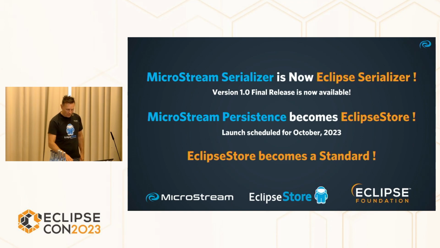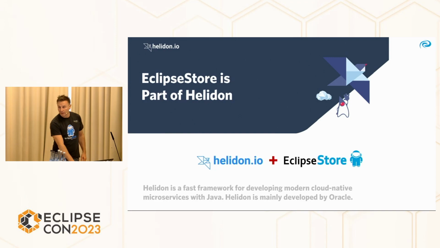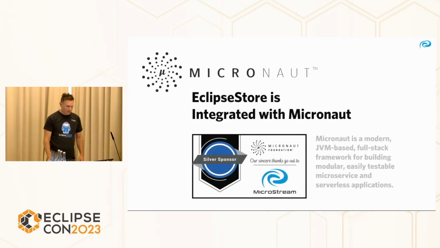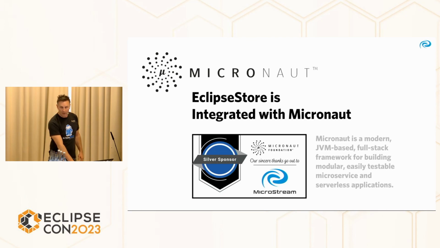We want to work on a standard for this functional principle. EclipseStore is already used by frameworks out there, so it's integrated with Helidon, which is a microservice framework. It's integrated with Micronaut. We have a really beautiful integration with Micronaut. And we have also integrations with MicroProfile compatible frameworks, Quarkus, for instance, and also for Spring Boot.